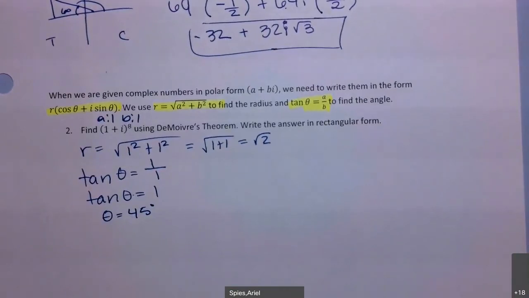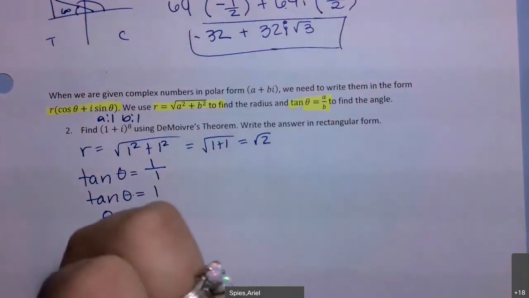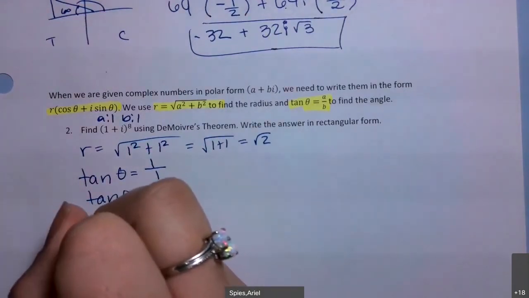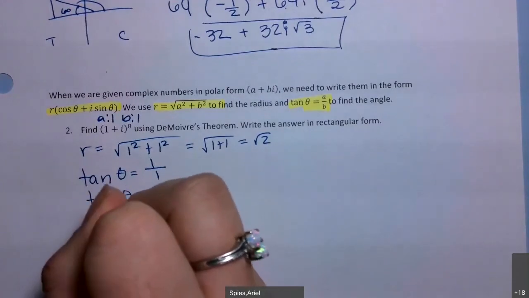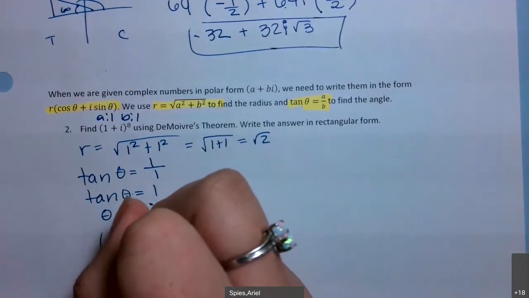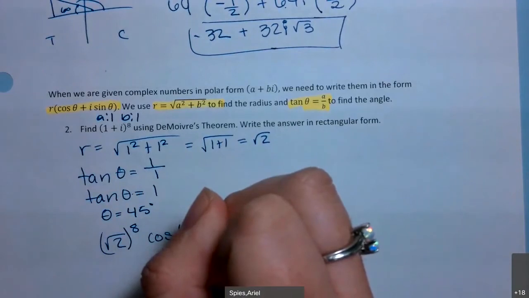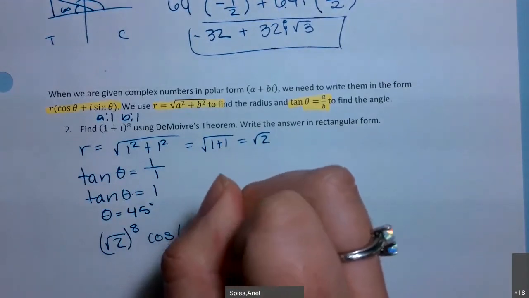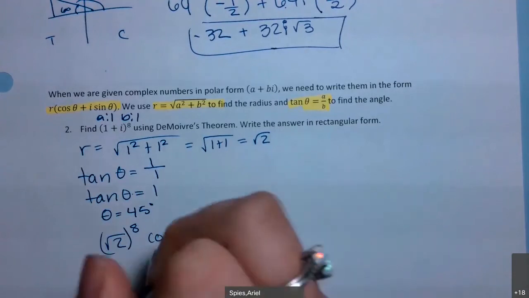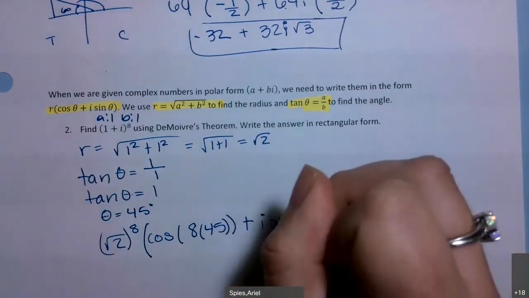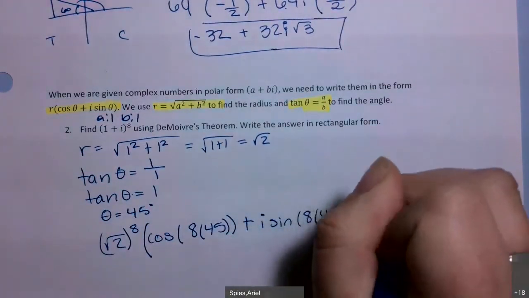So now that I have R and my angle, I can go ahead and plug back into the formula at the top of the page. I have my radius, which is the square root of 2 to the 8th power, times cosine 8 times 45 plus i sine 8 times 45.